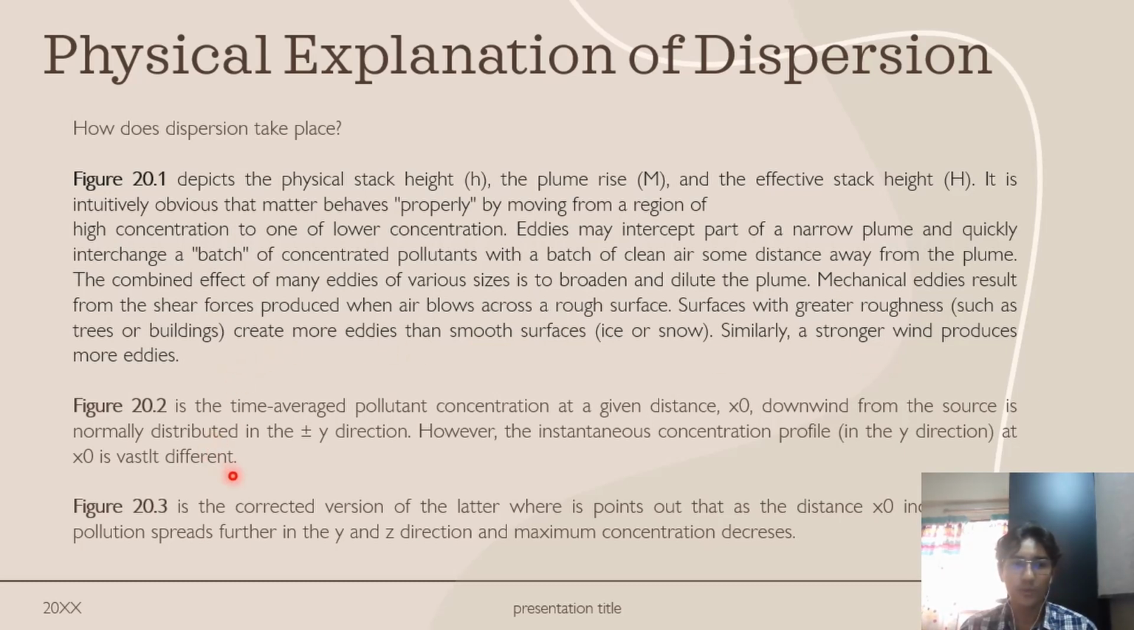Now for figure 20.2, it describes that the time average pollutant concentration at a given distance, x0, downwind from the source is normally distributed in the y direction. However, the instantaneous concentration profile in the y direction at x0 is vastly different. Now figure 20.3 is the predictive version of the latter, where it points out that as the distance x0 increases, the pollutant spreads further in the y and z direction, and maximum concentration will eventually decrease.